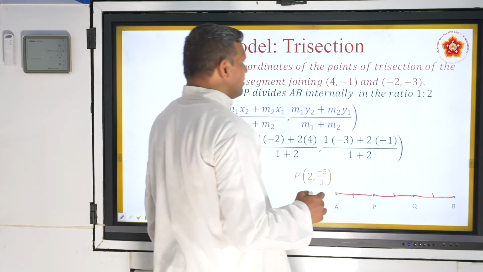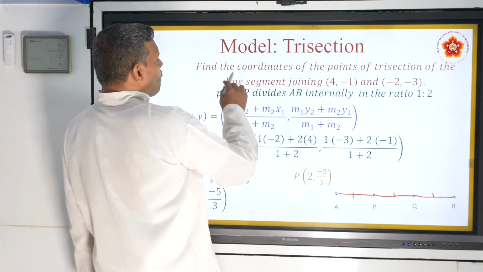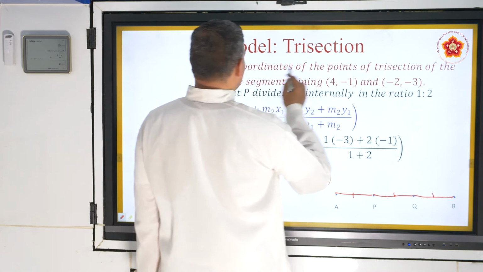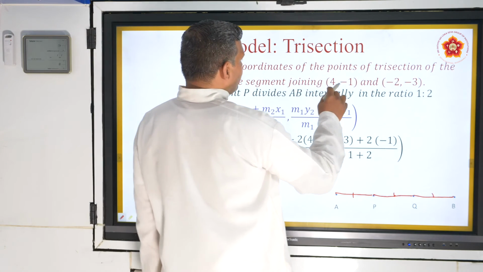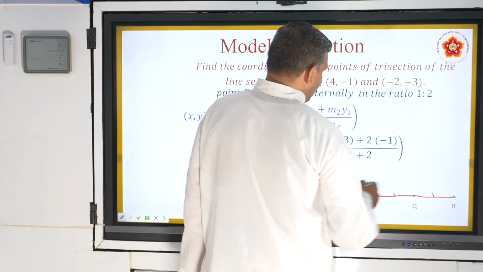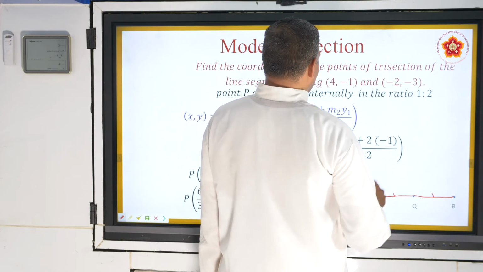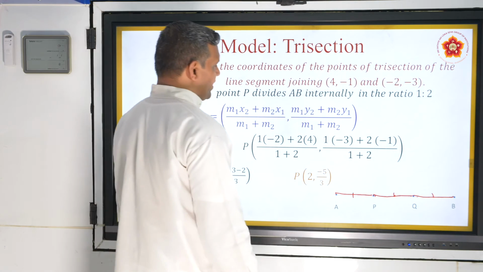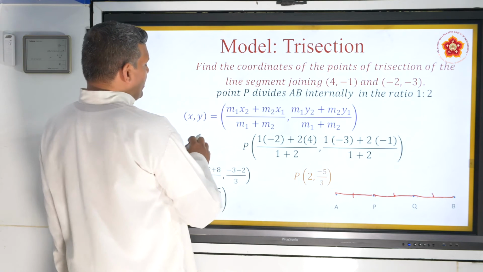So what is the given question? Find the coordinates of the points of trisection of the line segment joining these two points. So this is one point, this is another point. Between these two points, they are supposed to calculate the trisection. Let us assume this point P and point Q I am supposed to find. So point P I have to calculate, right?